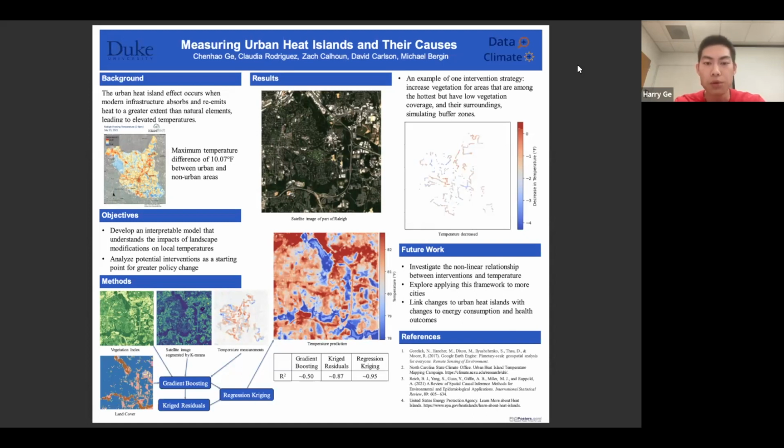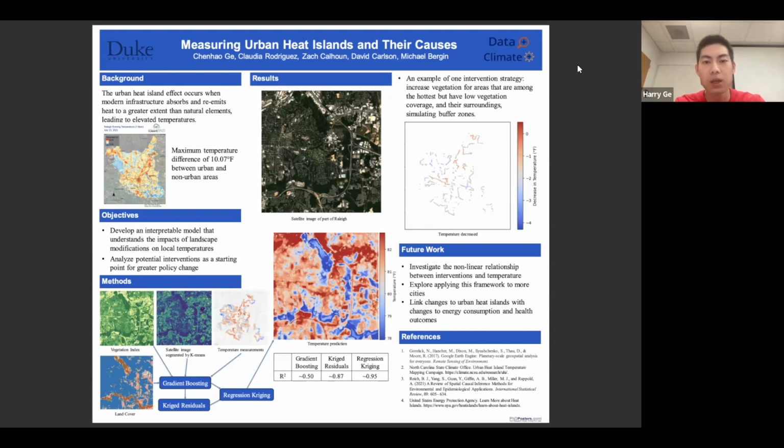So now we're able to look at intervention strategies. We implemented 5 different intervention strategies, and one example is called priority areas with buffer zones. So basically, we identified areas that are among the hottest but have low vegetation coverage. They are our priority areas. We then include their surroundings with a radius of 100 meters, and it simulates the buffer zones. So then we increase the vegetation index of these areas, and here is the result.